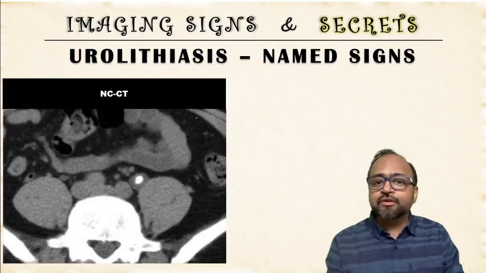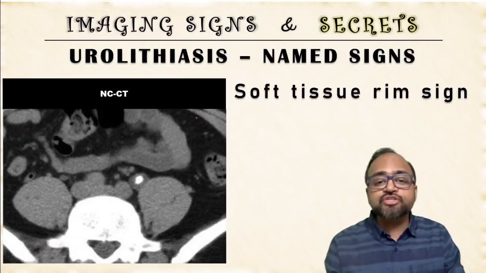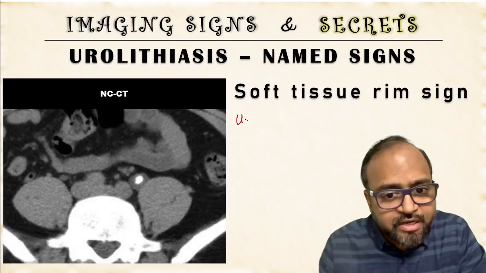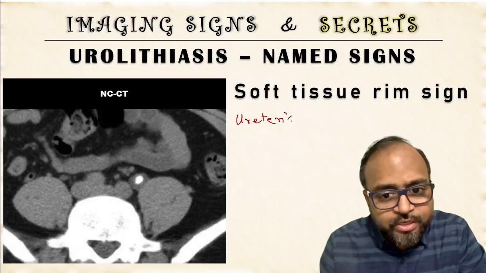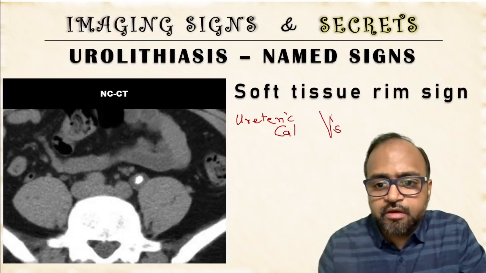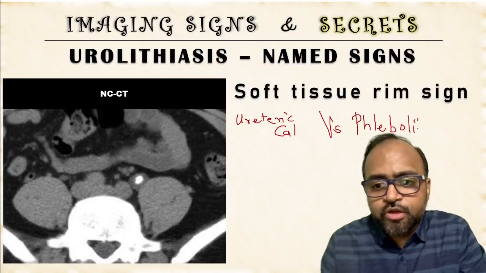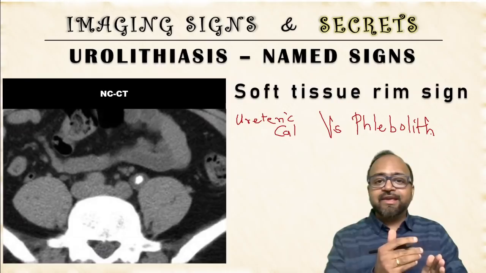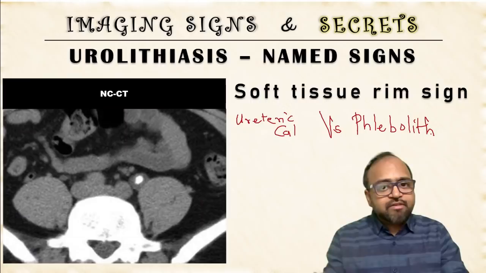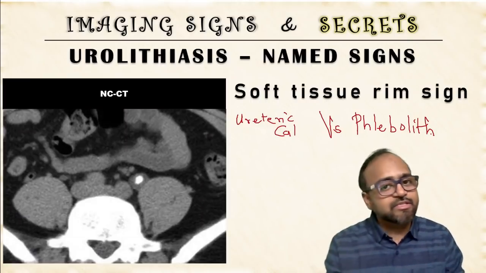Another very important sign is what is called the soft tissue rim sign. It is used for a specific purpose. And soft tissue rim sign, what is that? It is used to distinguish between an impacted ureteric calculus versus a phlebolith. What is a phlebolith? Phlebolith is nothing but a calcification along a vascular wall, mainly the pelvic veins. So along the walls of the pelvic veins, sometimes there could be calcifications. This can sometimes be misinterpreted as a ureteric calculus.